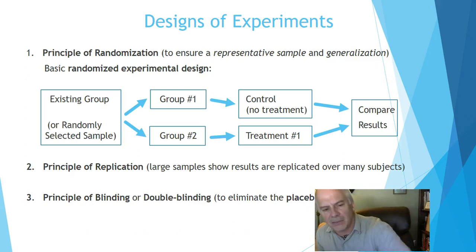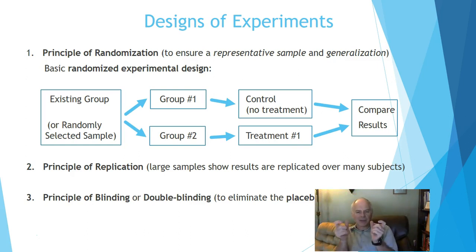Now, the principle of replication is the idea that we want to have large samples. And part of the reason behind that is if you had just small samples, there could be major differences in the 2 samples.